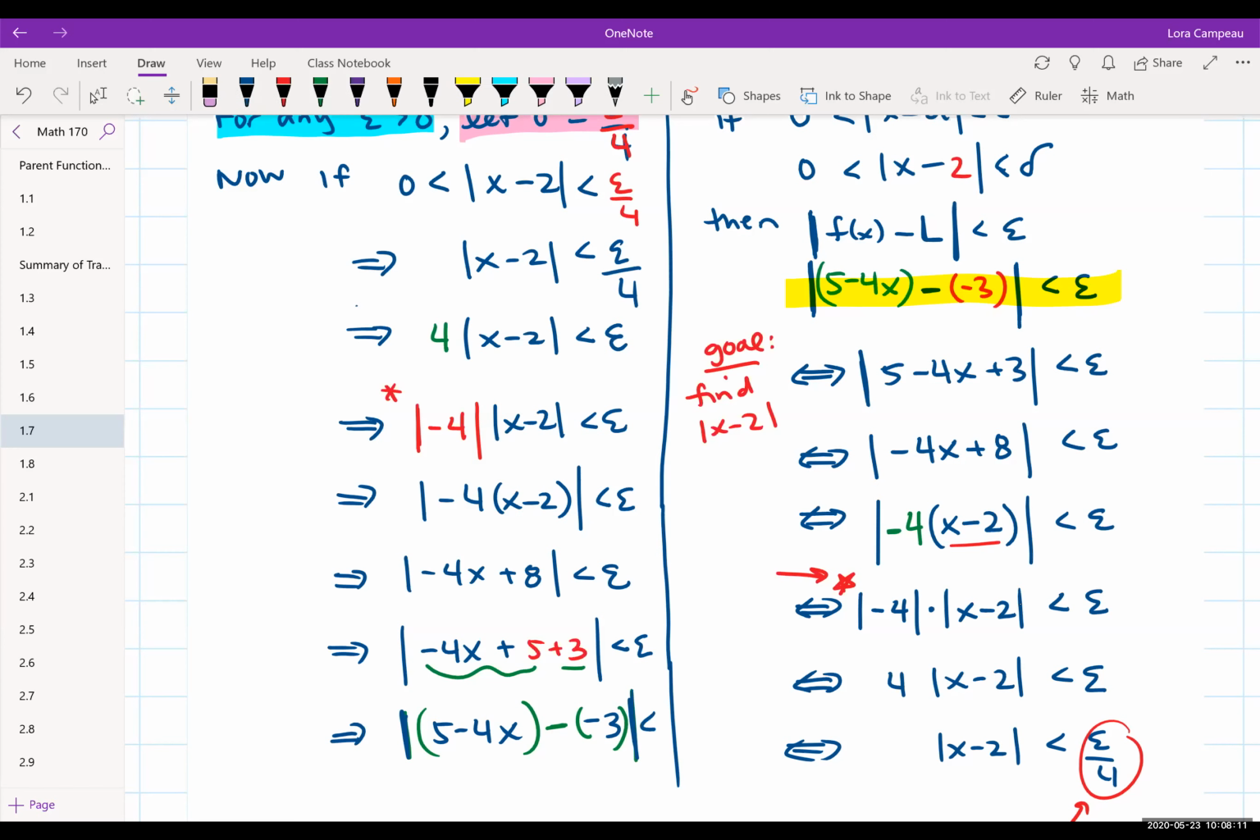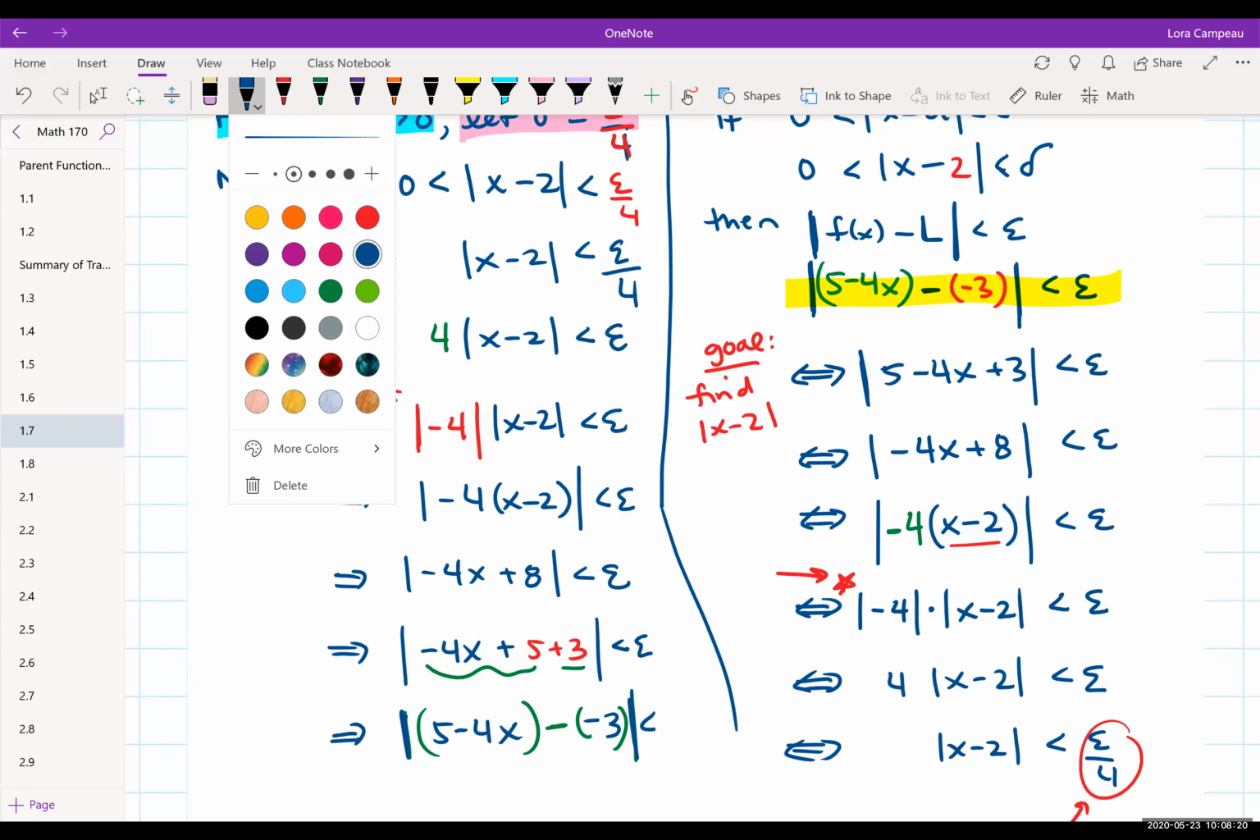Let me see if I can move this line over. I want room to write the rest of my proof. There we go. All right.